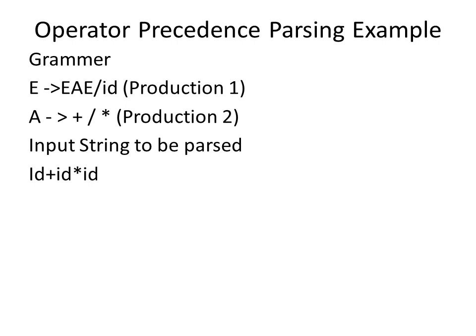So the grammar has two productions: E implies EAE / ID, and A implies plus and multiplication. The input string to be parsed is ID plus ID star ID.